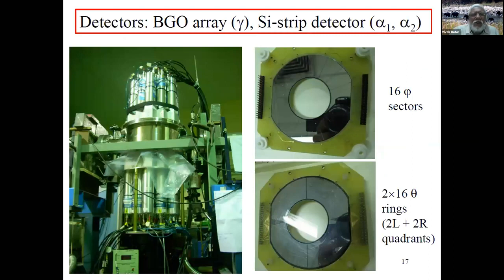These are again pictures of the same BGO array showing the top and bottom array of 19 detectors each, and they have an efficiency of about, I think overall the gamma ray peak efficiency was about 25%, if I remember right. So anyway, these are the pictures of the silicon strip detector.